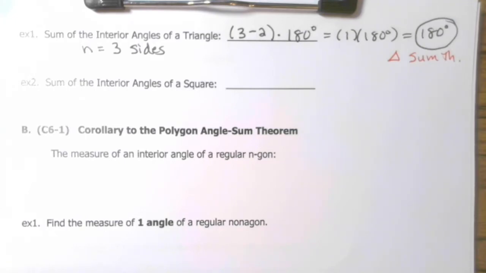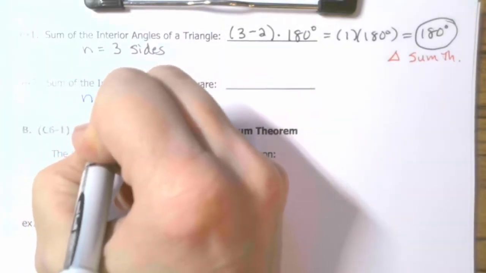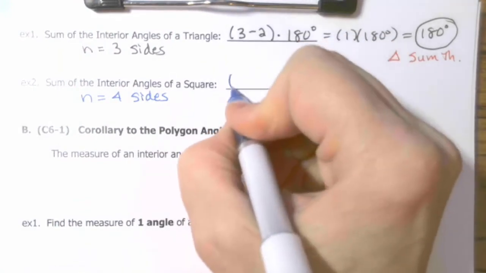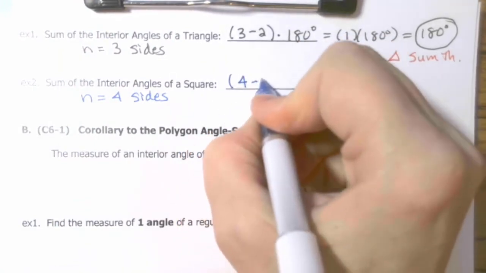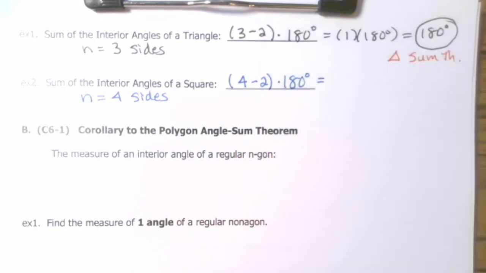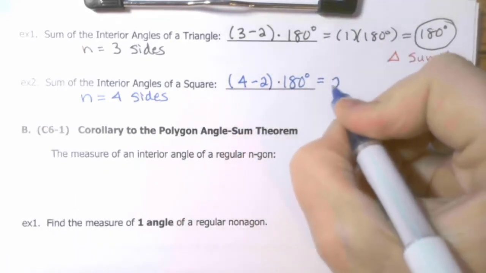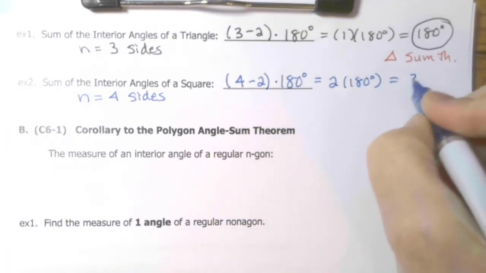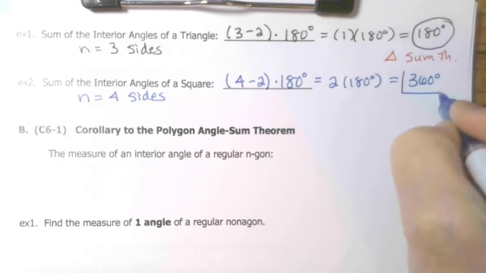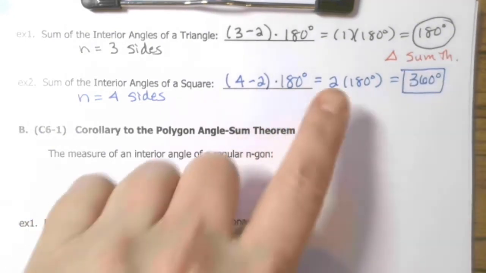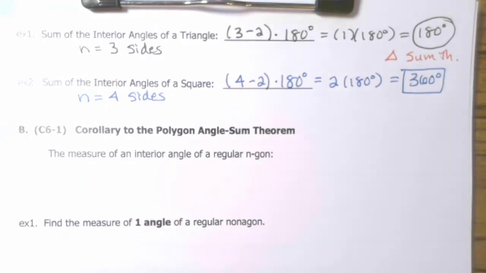Okay, example 2. The sum of the interior angles of a square. A square has 4 sides, so n equals 4. So 4, there's our n, minus 2 times 180 degrees. Well, 4 minus 2 is 2. 2 times 180 degrees is 360 degrees. Which makes sense because a square is all 90-degree angles, so 90, 90, 90, 90 will be 360.